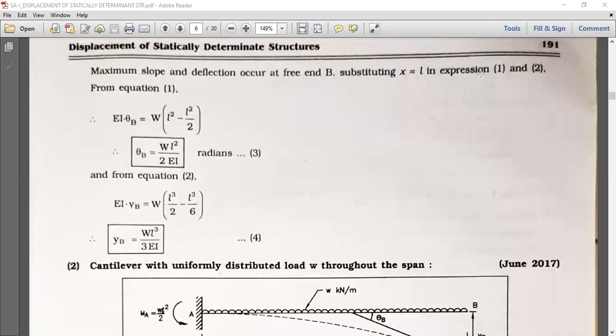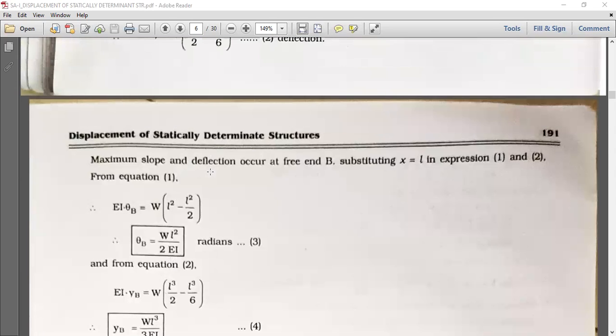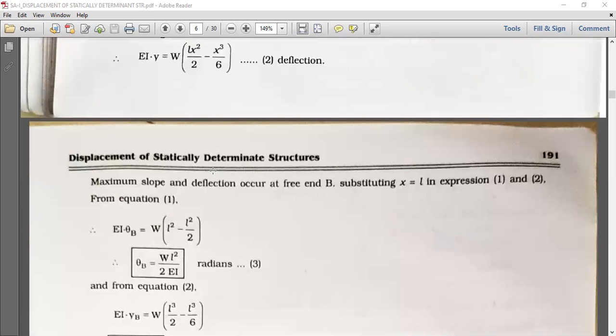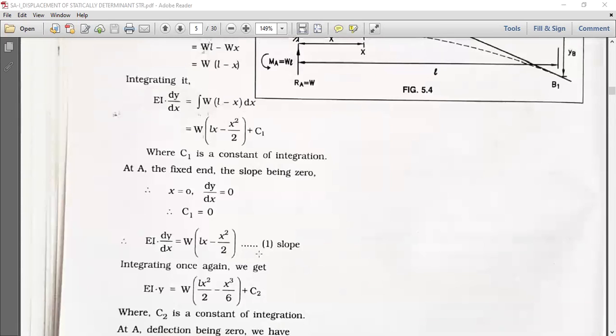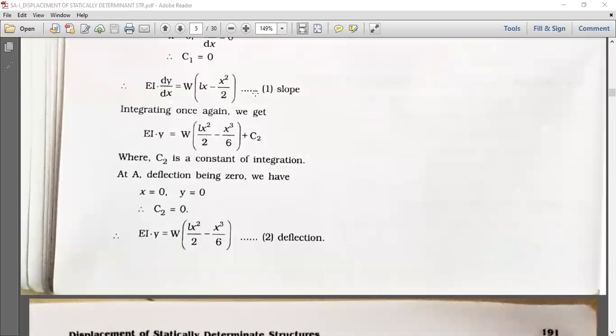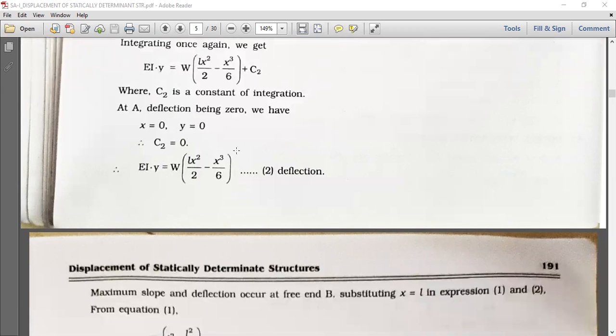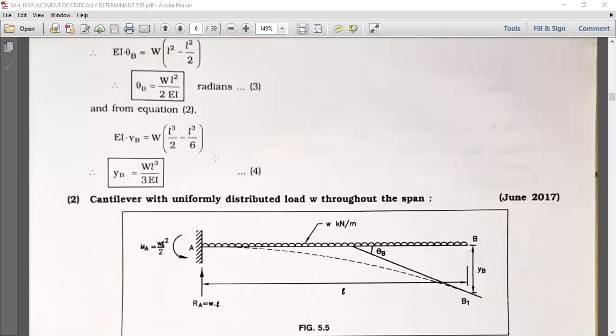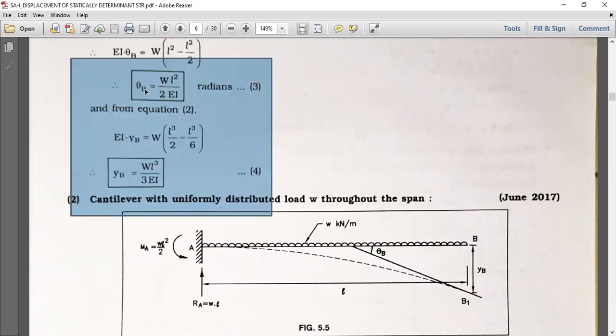Let us put X is equal to L in expressions 1 and 2 from equation 1. Put L square, L square by 2. Now we have L cube. Okay, done. So we can say Y at B is equal to W L cube divided by 3 EI. These are the simple formulas for slope and deflection.